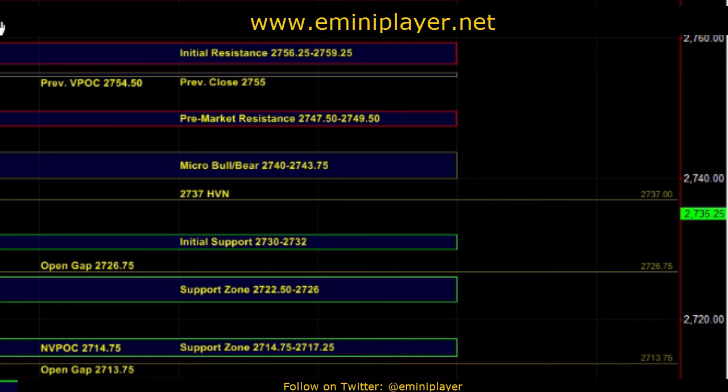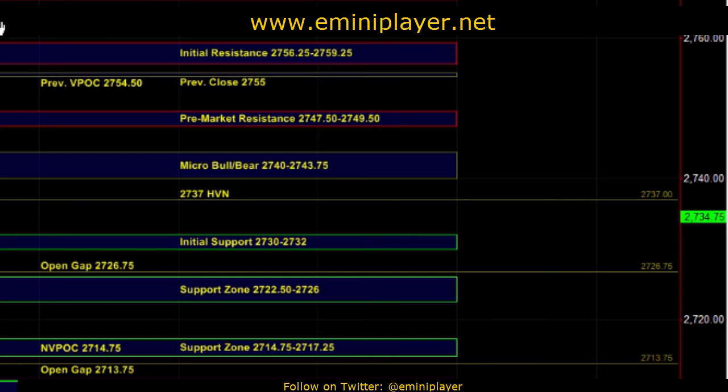But if the market extends into 22.5 to 26, buyers can still step in and push the market back up into the 37 high volume node, as well as the 40 to 43.75 micro bull bear. So at this point, in order for the market to head lower from these already low prices, we would need to see continued broad market weakness and sustained downside momentum.